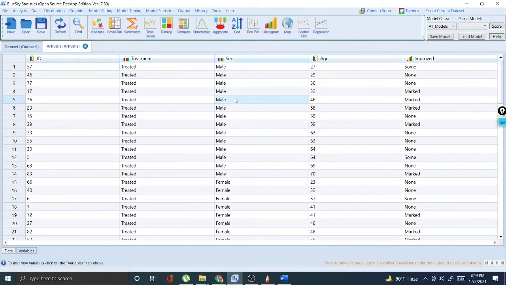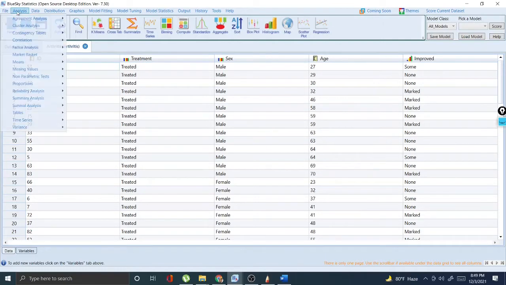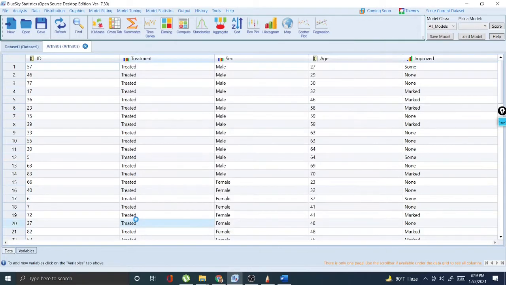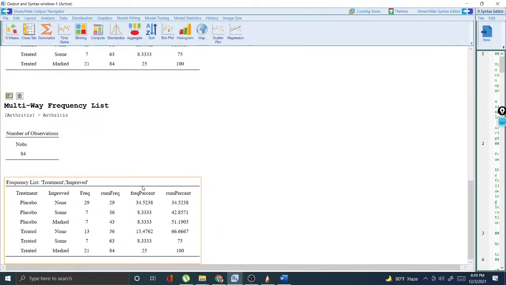My dear learners, if you would like to see the cross table application in Blue Sky Statistics, go to Analyze, then the contingency table, and choose the option cross tab. Then you can see here treatment and improved. These are the two variables I would like to select, treatment and improved, and then you have the remove table option. Then we press OK, and the outcome table is like this.